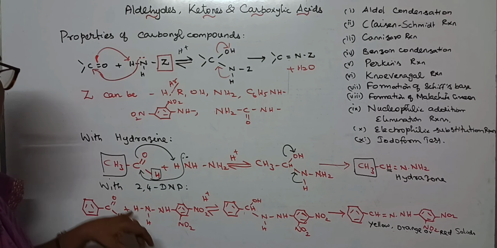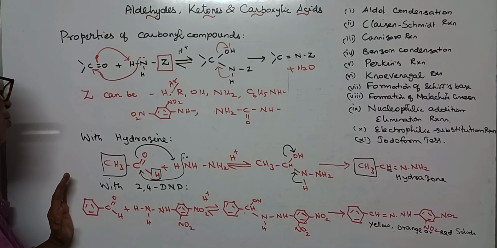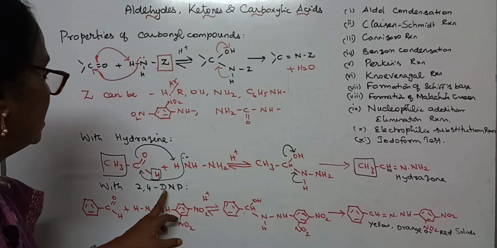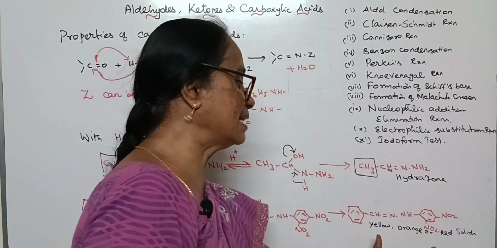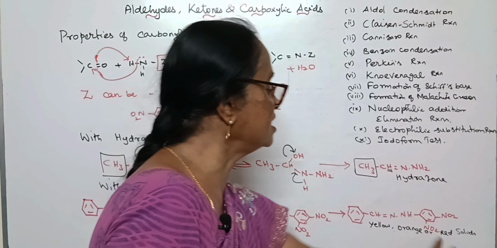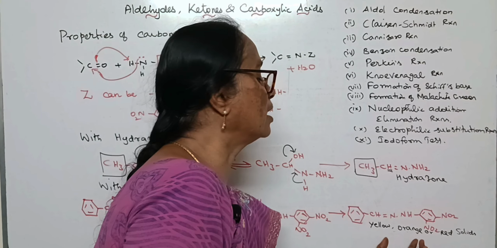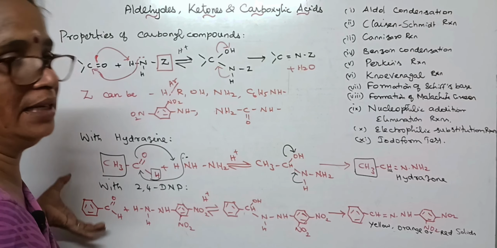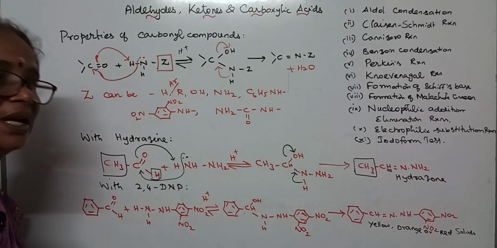The next reaction, let us discuss with the 2,4-DNP test. Carbonyl compounds, when they react with 2,4-DNP, that is 2,4-dinitrophenylhydrazine, form characteristic colored solids like yellow, orange, or red solids. From the formation of the colored solids, we can identify that the compound may contain the carbonyl group. That carbonyl could be a ketone or an aldehyde.